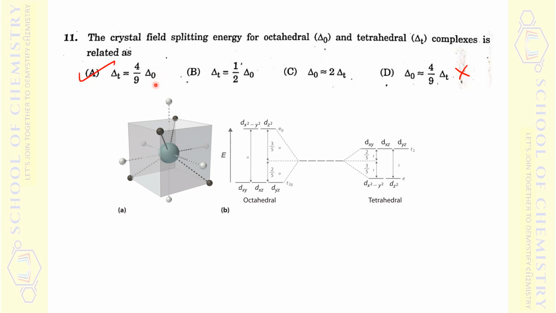Whereas this one is correct. Delta O is more, and if you consider just 0.45 of that, that will be equal to delta T. So that is the correct answer. And you should know the reasons for this.